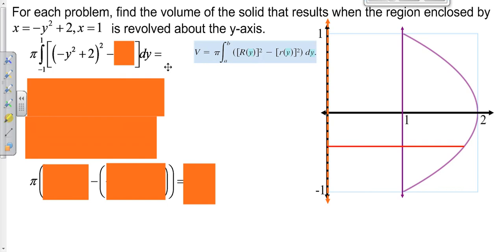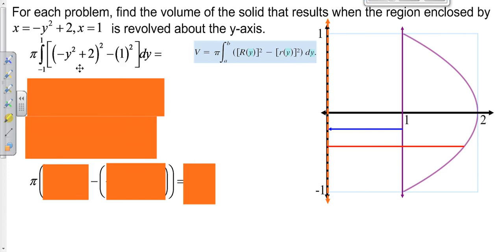Now we got to subtract our inner radius. Your inner radius is that hole, that missing part, and that goes from what's on the right, in this case of 1, to what's on the left, which is 0. 1 minus 0 is 1, and then you need to have that squared. So we have our outer radius squared right here, minus our inner radius, which is the 1.